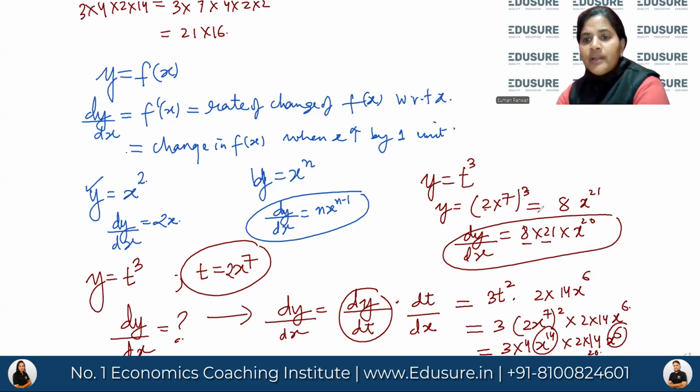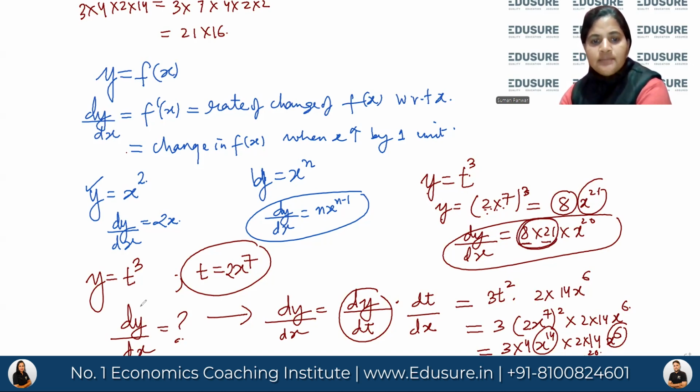So let us try to do it again. y is equal to t cube, so y is equal to (2x power 7) cube. 2 cube is 8, x power 21. So I should be getting 21 into 8. And what is my dy by dx using the chain rule? This is 3t square and 2 into 7. So this was 7, and that was the calculation error. So 7, 7, and 7. So my answers are now coming out to be the same.